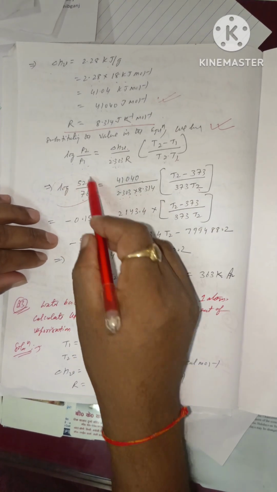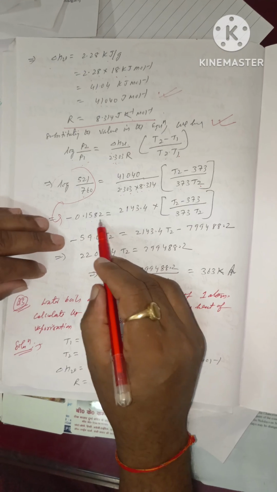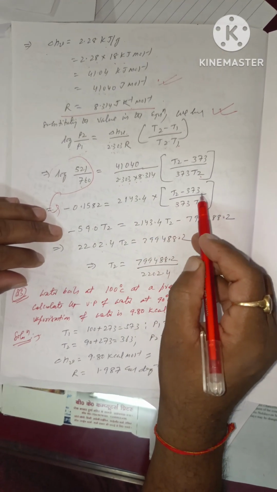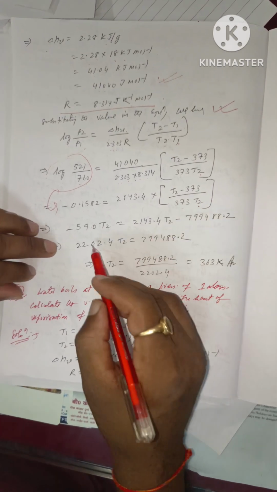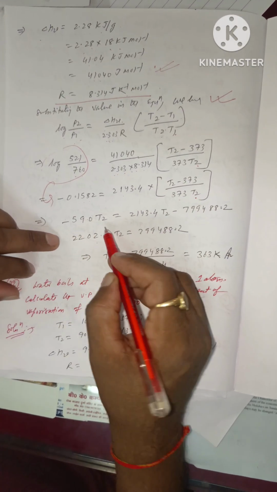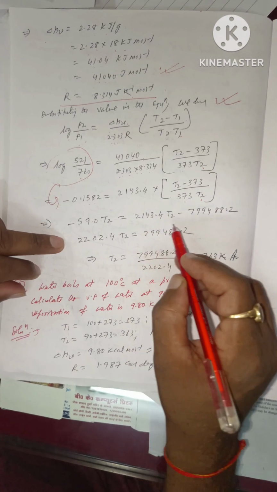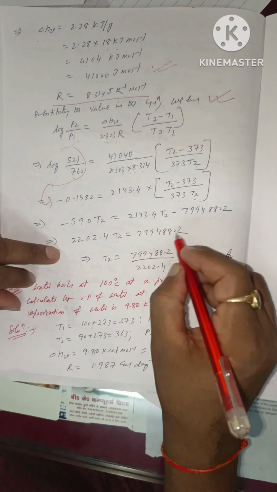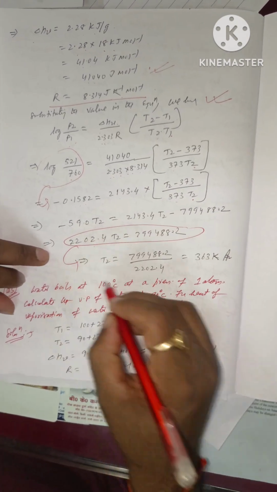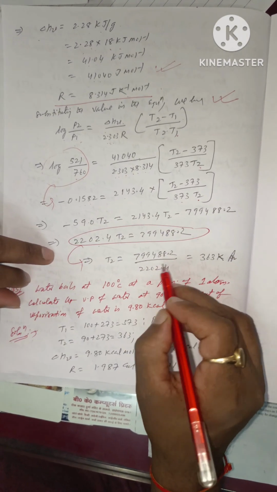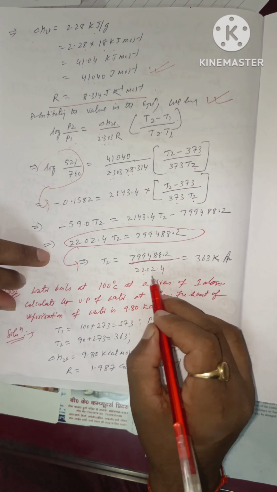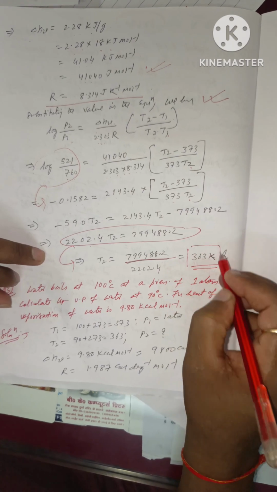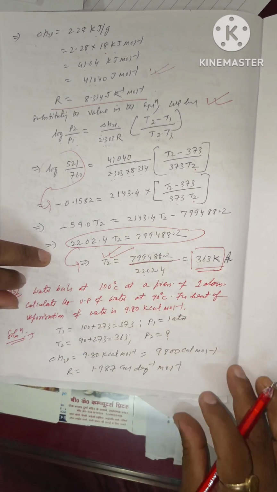Therefore, on further calculation, we have 0.1582 is equal to 2143.4 into T2 minus 373 upon 373 into T2. On further calculation, the value of T2 is equal to 799488.2 divided by 2202.4, and further we get 363 Kelvin. This is the required answer.